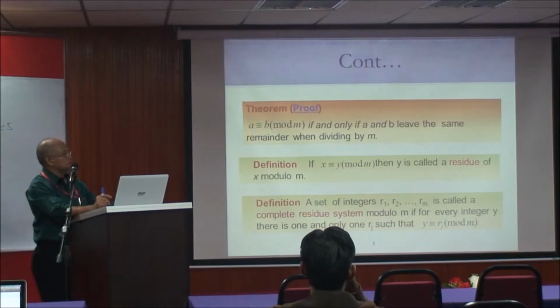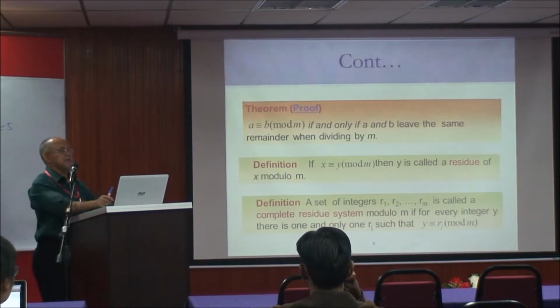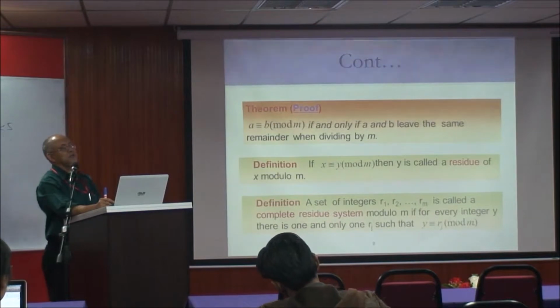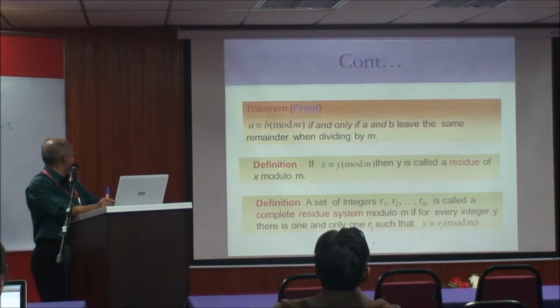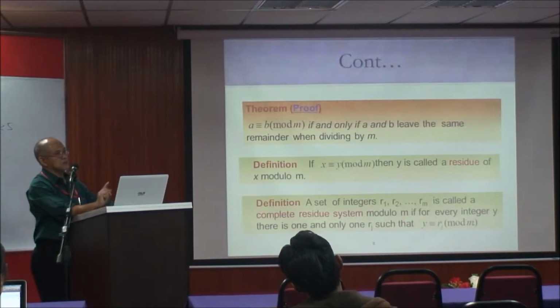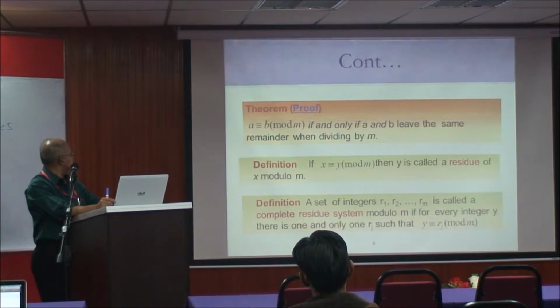So the possible integers that can be called a complete residue system is the set of integers which is exactly what we have listed previously, which is between 0 and m minus 1. So that set of integers is called a complete residue system, because every integer will be congruent exactly to one of those integers in the set.